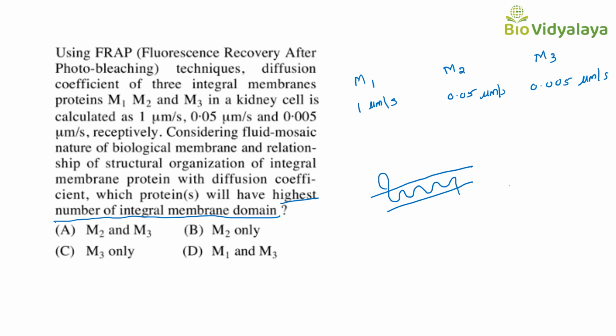So let's see which protein has the lower diffusion coefficient. Here you can see 0.005 for M3, so it has the lowest diffusion coefficient. So this molecule will be more bulky, and it has the highest number of integral membrane domains. So let's see the options. Option C, M3 only. So this is the answer.